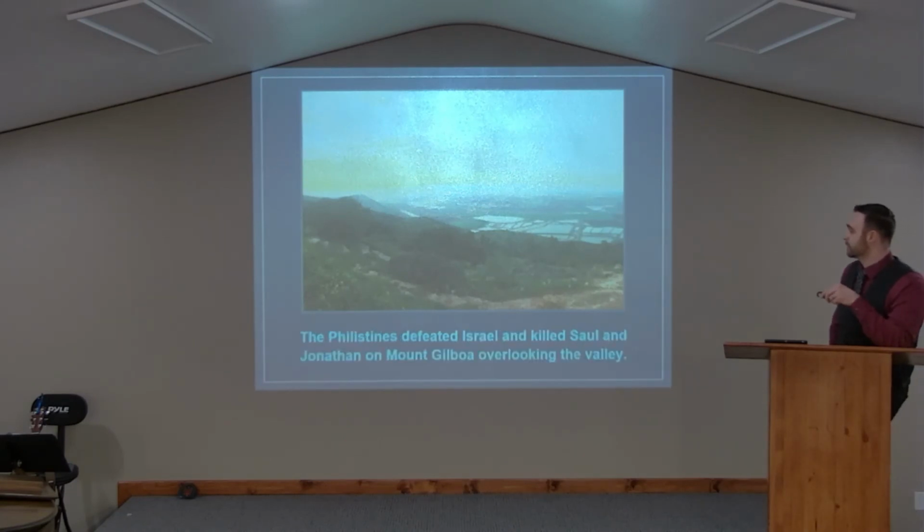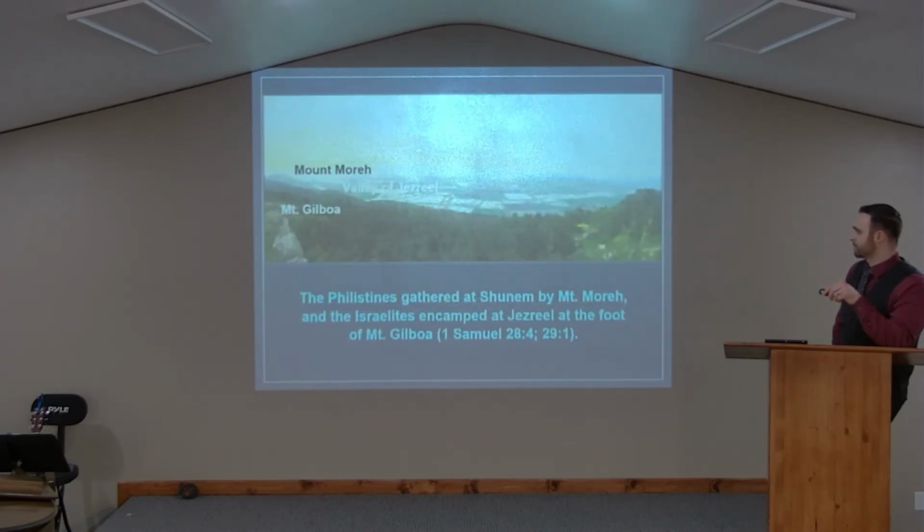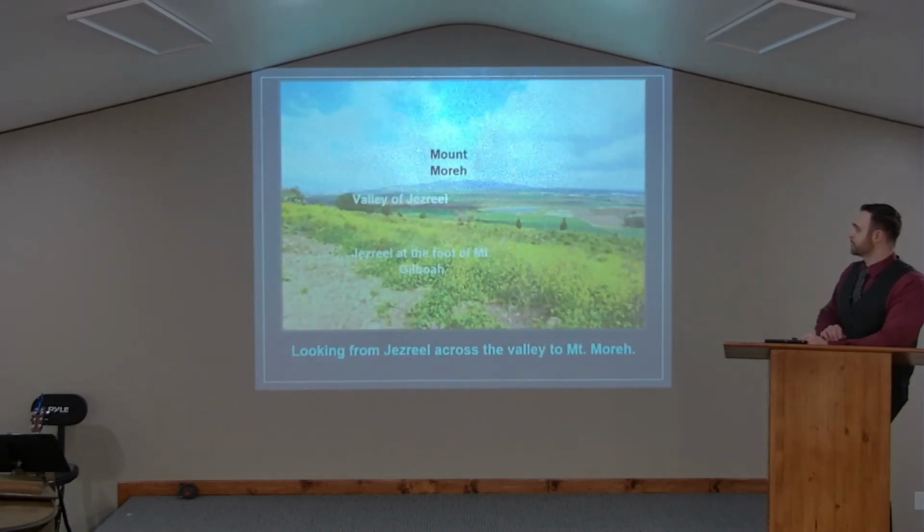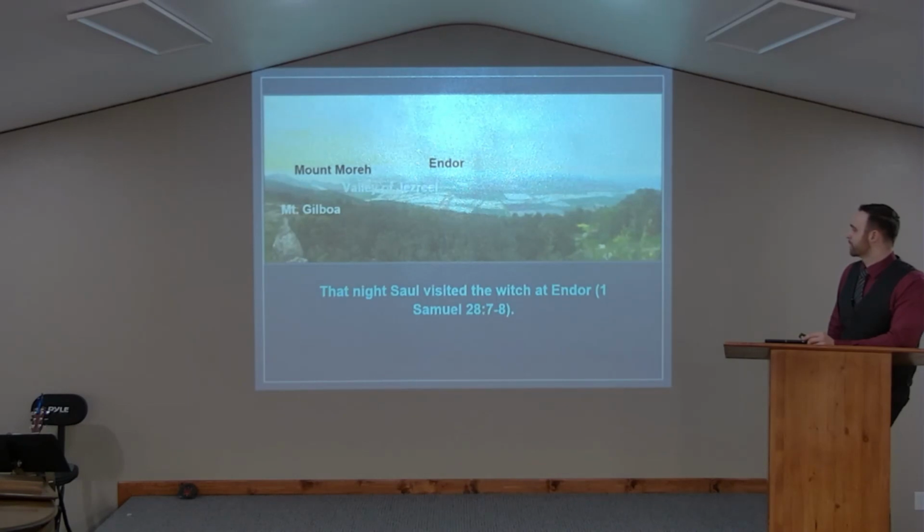The Philistines defeated Israel and killed Saul and Jonathan on Mount Gilboa overlooking the valley. Here we have Mount Gilboa, the valley, and then Mount Moriah over here. So they gathered by Mount Moriah, and the Israelites were encamped at Jezreel at the foot of Mount Gilboa. And then here's looking across the valley to Mount Moriah from Jezreel. At one point, Saul visited the witch at Endor, and that was all the way over here through the mist on the other side.